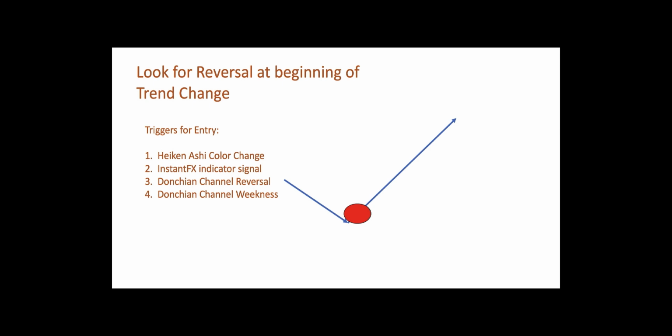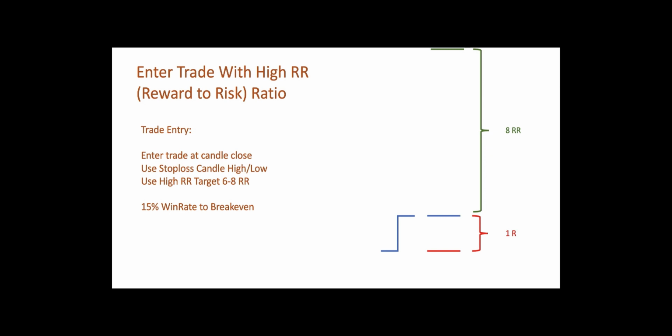These may include changes in the Heikin-Ashi indicator color, a momentum shift as indicated by tools such as the Instant FX indicator, or a Donchian channel reversal where the price closes above the middle of the channel. These signals will give us an indication that the price is about to change direction within our area of interest. It's important to enter the trade accurately, ensuring a highly favorable risk-to-reward ratio.